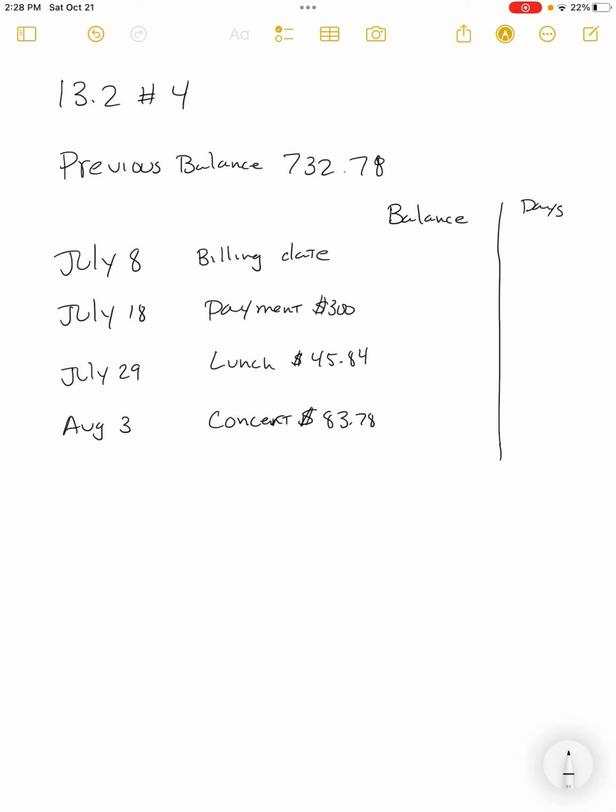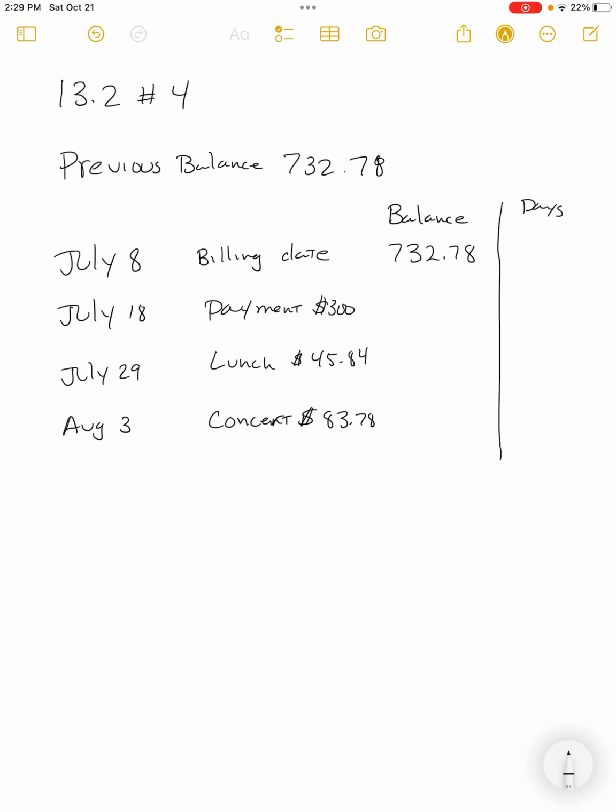And what I felt was the best way is for me to work out this problem and have you compare it to your own work. We don't want this to be a frustrating experience, so hopefully this will help. So you've read the problem, so you know that the previous balance was 732.78. So that's what goes into the balance for the billing date.